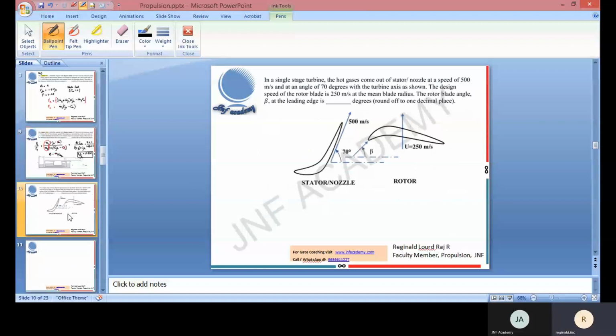Okay, so we are done with the third 1 mark question. Now we are going to the fourth 1 mark question. This is the last 1 mark question asked in propulsion. Totally we had 4 questions. This is question number 35.